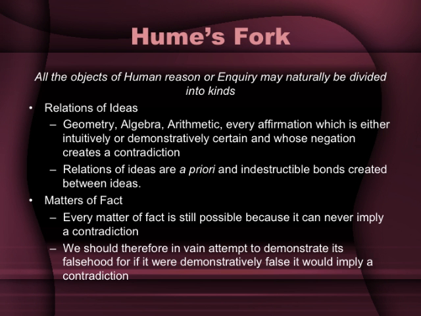Now, that creates a contradiction, because 3 times 5 equals 15, and 30 divided by 2 equals 15, therefore they equal each other. So if I say that 30 divided by 2 doesn't equal 3 times 5, I'm saying that it doesn't equal 15 and it equals 15 all at the same time. That's a contradiction. All relations of ideas will create a contradiction if I negate the conclusion. Now, when I say it'll create a contradiction, I mean it'll create a contradiction somewhere in the argument itself.